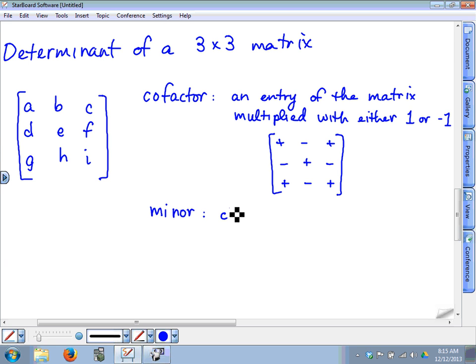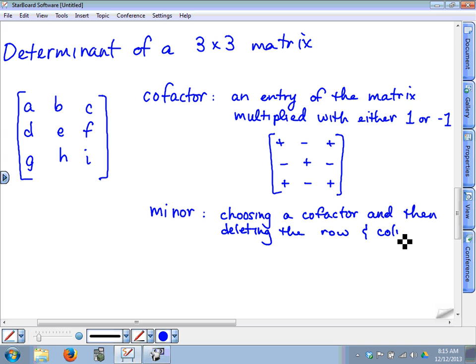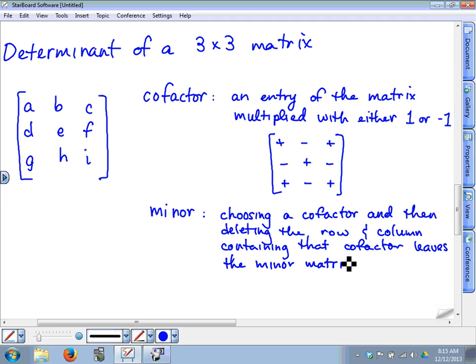So choosing a cofactor and then deleting the row and column containing that cofactor leaves what's called the minor matrix, or a minor matrix. There's more than one minor matrix within a matrix.